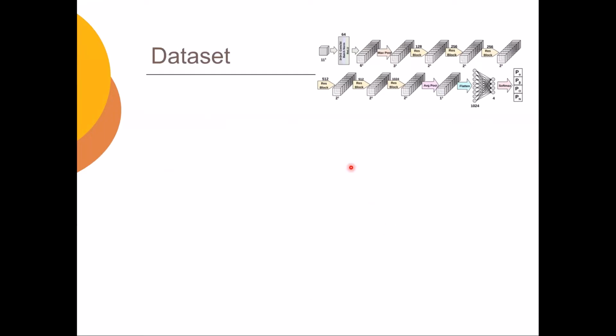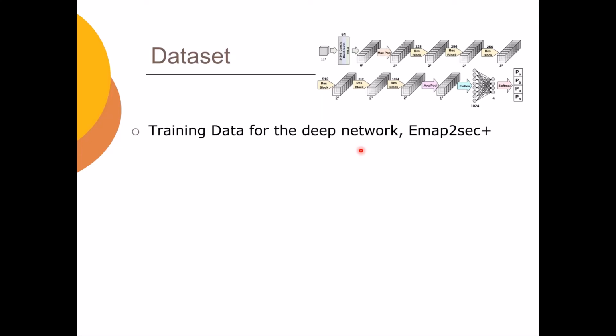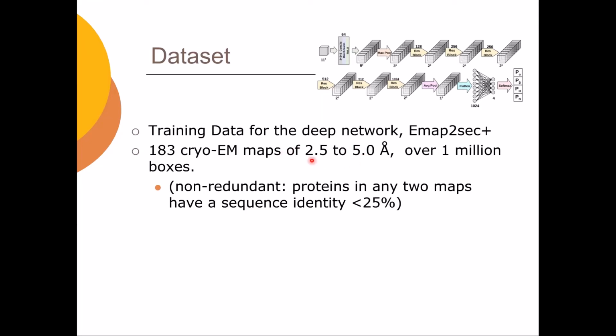So we can talk a little bit about the data set we use for training this neural network. For training, we use maps of between 2.5 to 5 angstrom, and it's over 1 million boxes of 11 × 11 × 11 size. This is the same architecture as we used in EMAP2-seq+. And we made sure that those data sets are non-redundant.